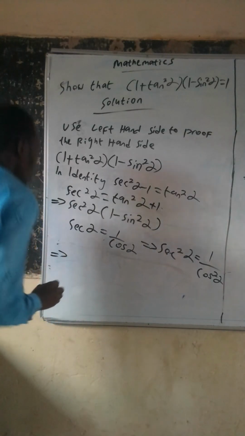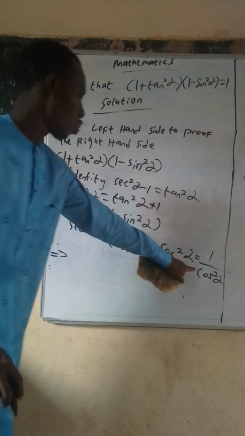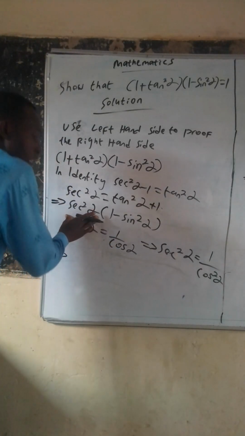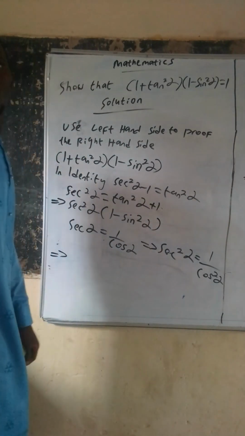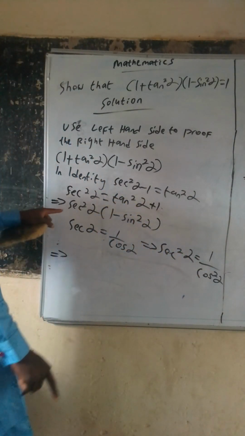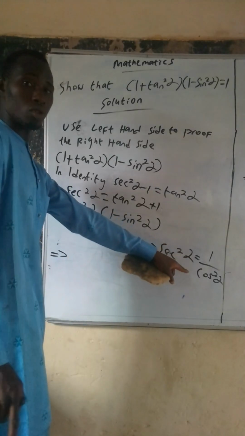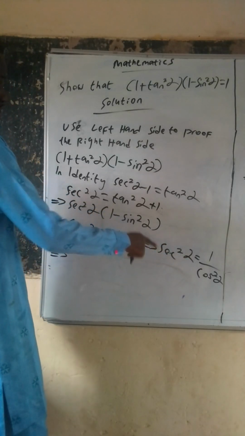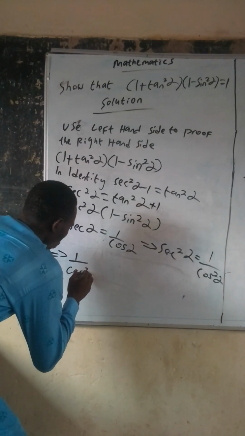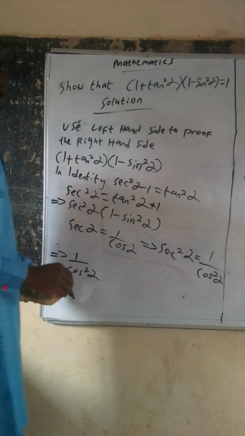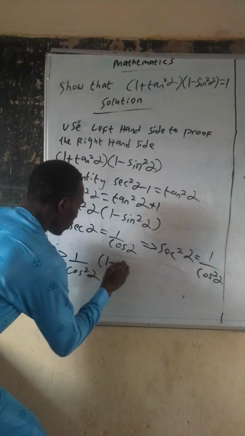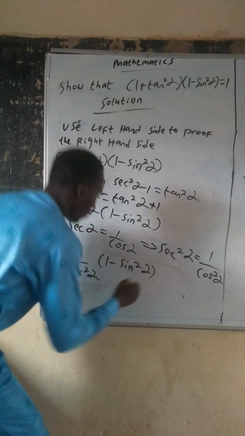Similarly, instead of sec square alpha, we are going to replace it with 1 all over cos square alpha. So we have 1 all over cos square alpha, and it multiplies this, right? We have 1 minus sine square alpha.